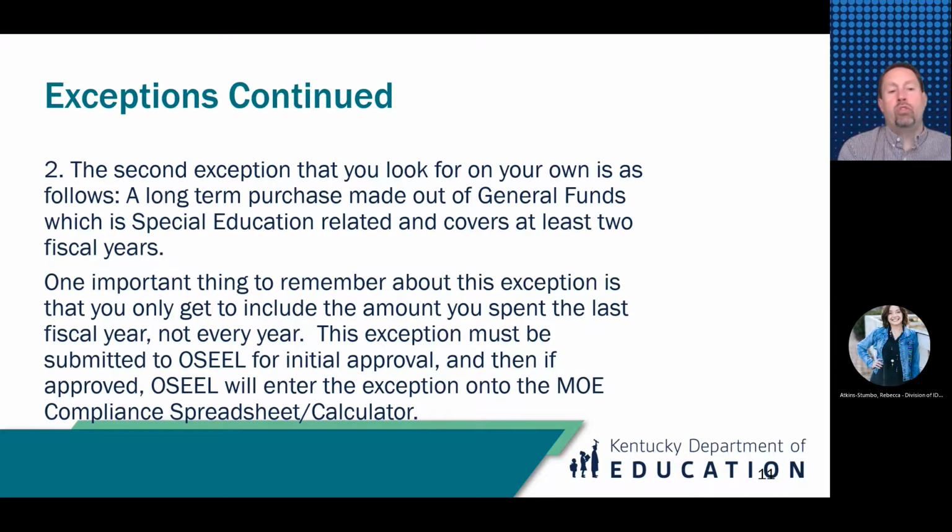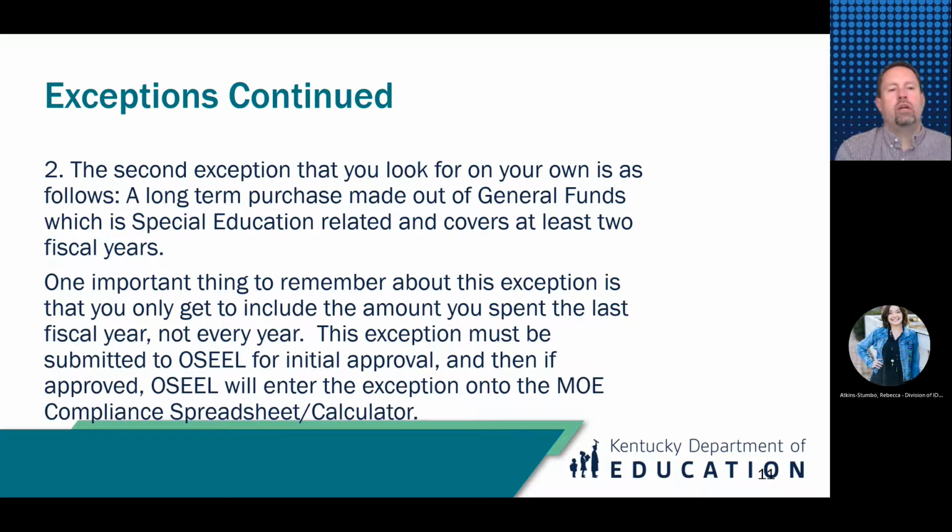And with both of these exceptions that I'm getting ready to talk about, unlike the voluntary departure exception, you have to get these pre-approved. So if you have one of these, then you would submit an email to me for initial approval. And then if approved, OCIL, we would enter the exception onto your spreadsheet. So if you think you have one of these next two exceptions, then you need to get pre-approval before using it. And you just initially email, and then we would go from there.